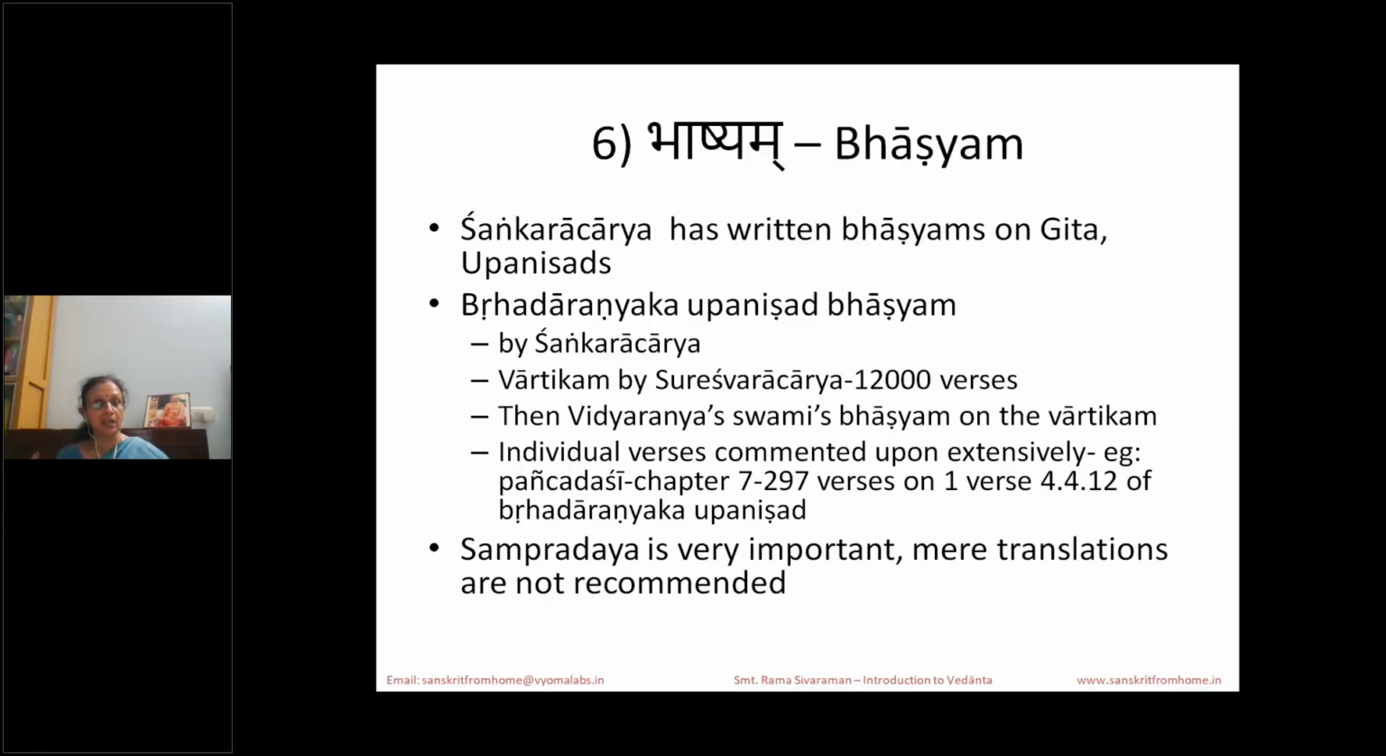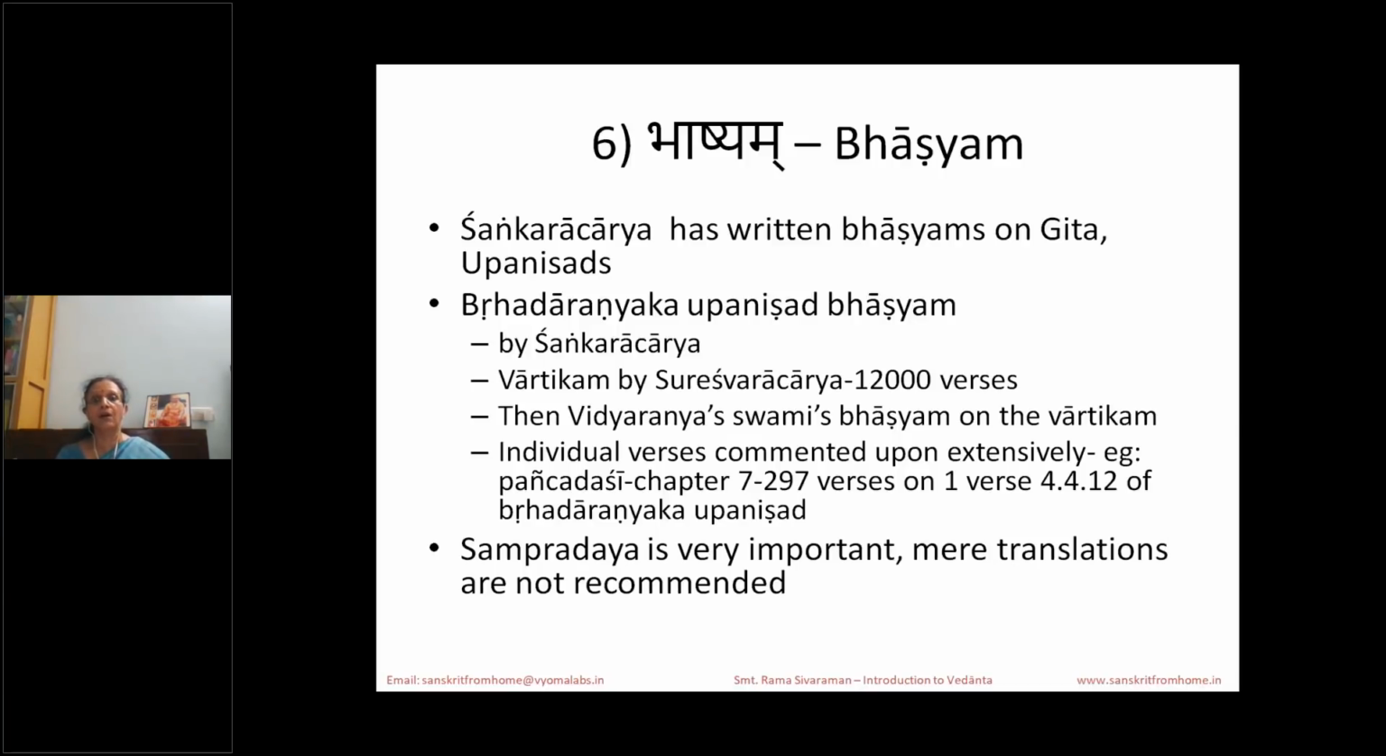Now the reason why I talked about Shankaracharya here is, considering the fact that we are going to be discussing Advaita, it is important for us to talk about Shankaracharya's Bhashyam. He has written Bhashyams on the Gita, on almost all the primary Upanishads, as well as on Brahma Sutra, right? Now, if you take Bhashyams, the Brihadaranyaka Upanishad Bhashyam by Shankaracharya is so voluminous, and then there is the Vartikam by his student, right? So when you take the Bhashyam literature, it is not only the primary Acharyas who wrote Bhashyams, but their students also wrote the Vartikams.